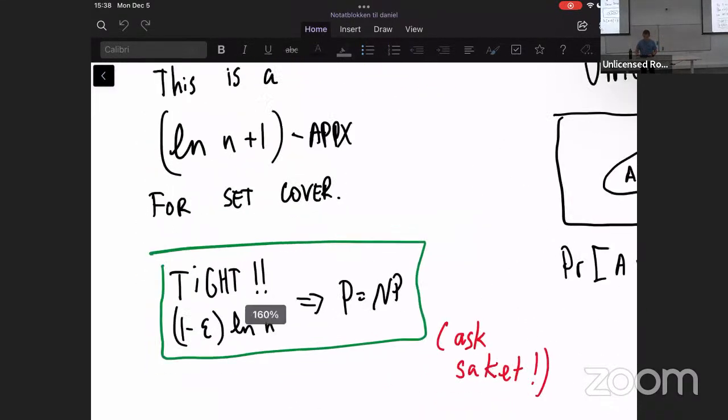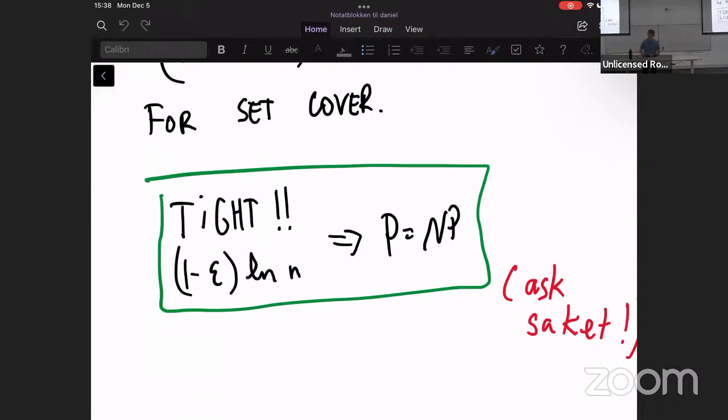Turns out that this is tight. I have a question here, which is that the first time it was shown that you cannot do better than a ln n approximation, like a 0.99 ln n approximation, this was not under the assumption that P is not equal to NP. It was under the assumption that NP is not a subset of quasi-polynomial time, something like that.